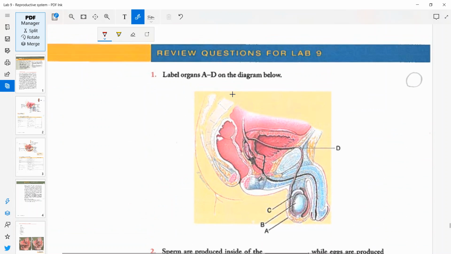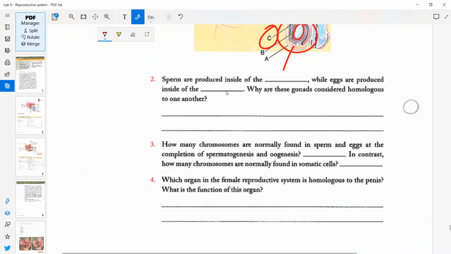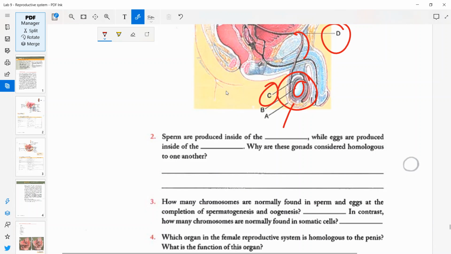So what is A? The whole A is scrotum, B testis, C epididymis, and D vas deferens. Sperm is produced inside of the testes, while secondary oocytes are produced inside the ovaries.